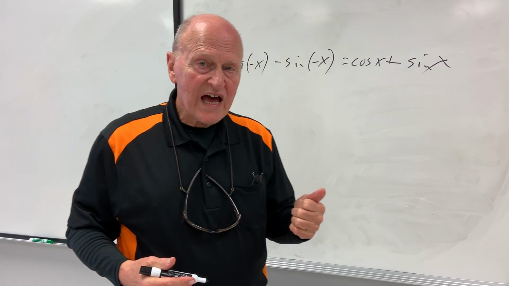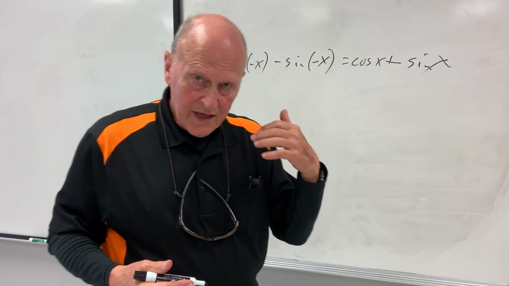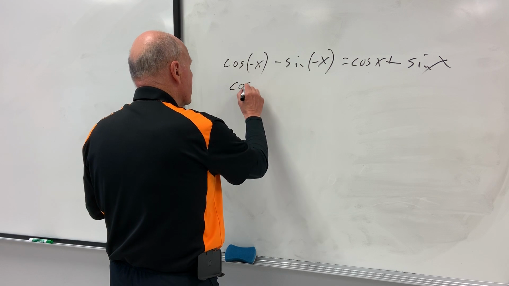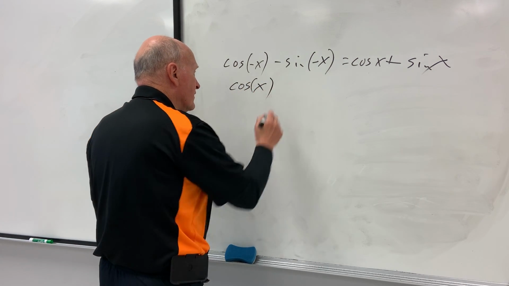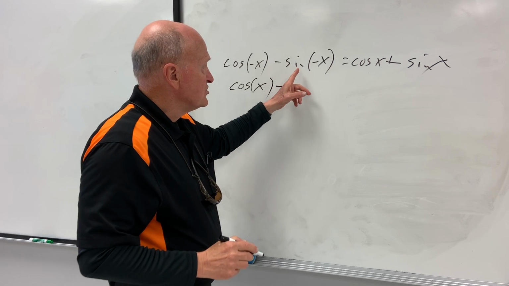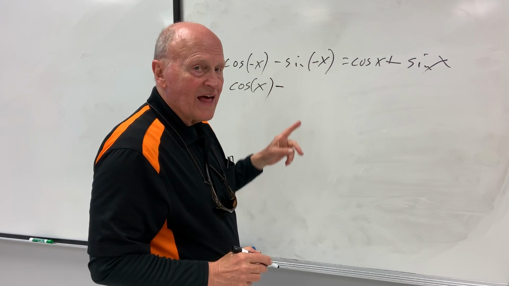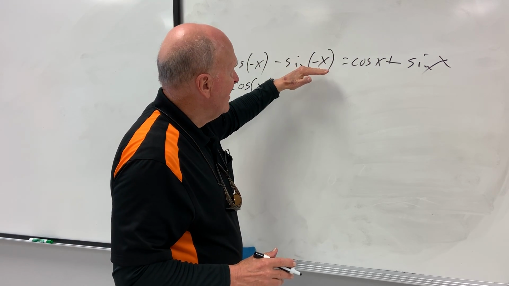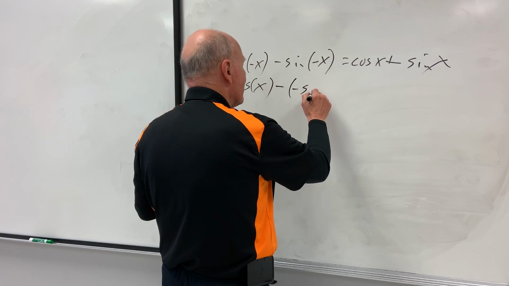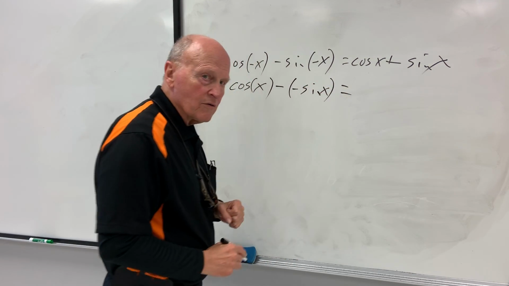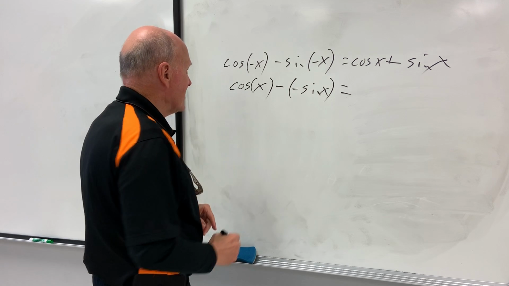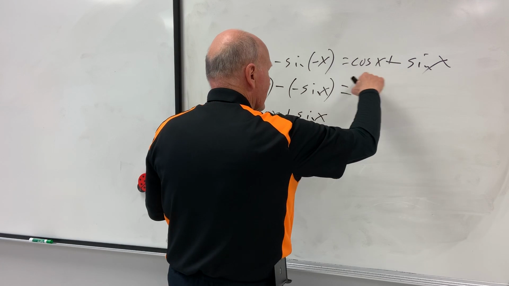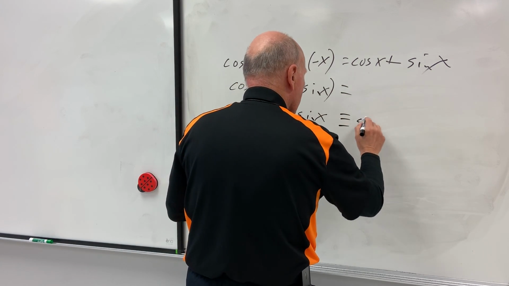We said that cosine and its reciprocal are even functions. That means that cosine of negative x is the same thing as cosine of x. Minus, we know that sine of negative x is an odd function. We look down at the last line, it says that sine of negative x is negative sine of x. Negative, a negative is positive, so that gives me cosine x plus sine x, and that's what we were looking for.